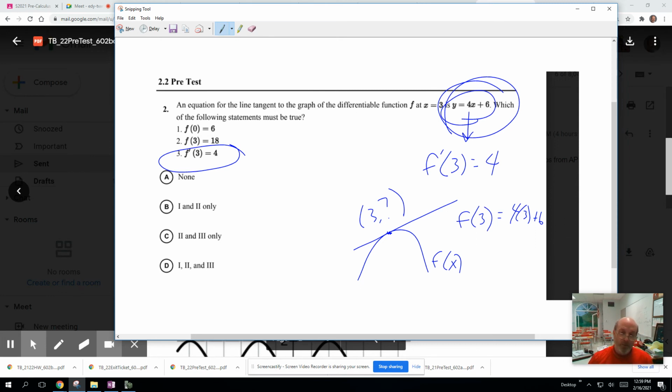Now this is the only point on the graph that's true, unless the graph intersects some other later on. But in this neighborhood, in this close proximity, this is the only place that is going to be true, that you can plug in to find f of 3. You can use the tangent line equation, at the point where those two graphs intersect. So here we're going to get 18. F of 3 is 18, that's true.